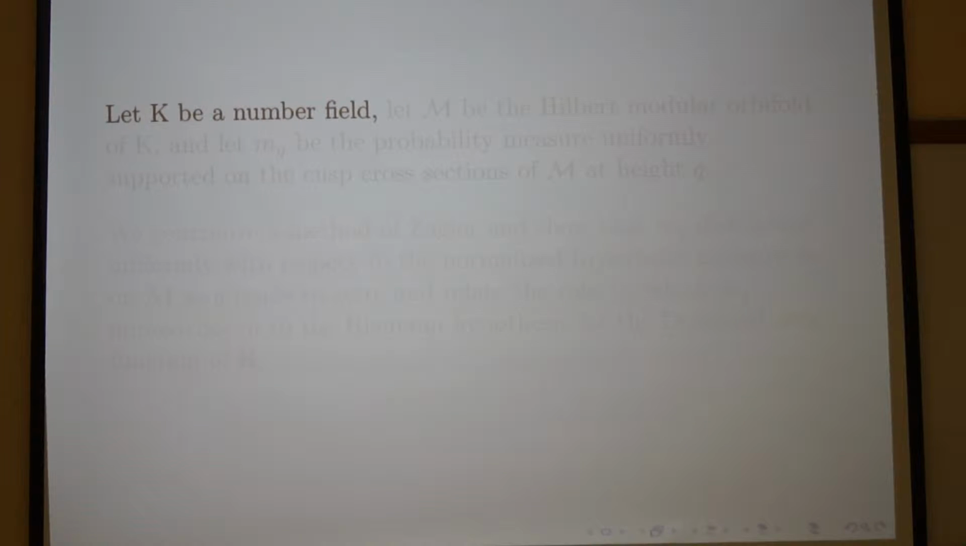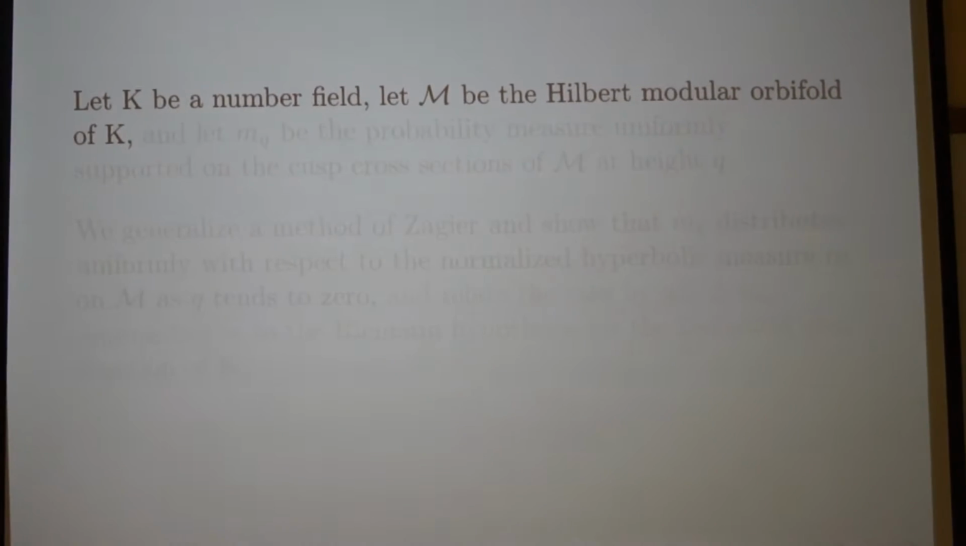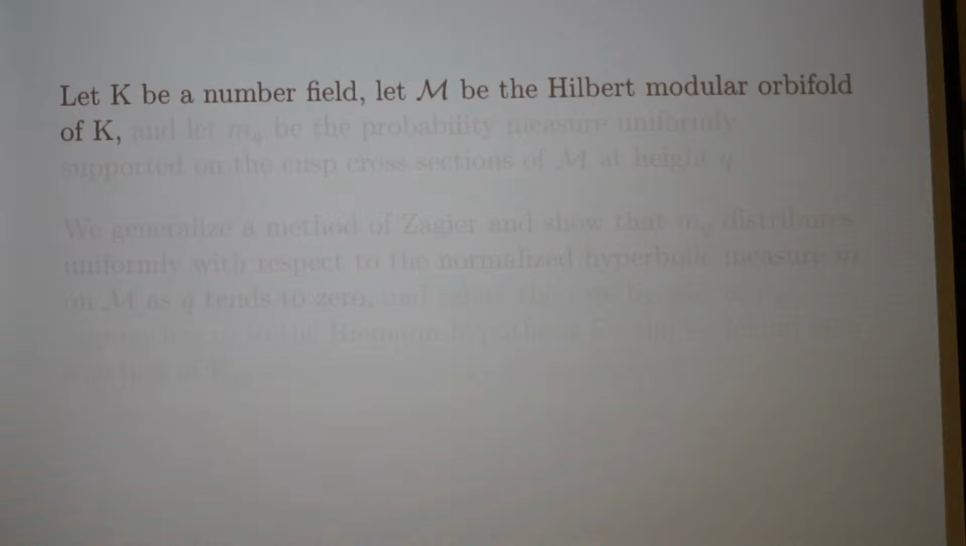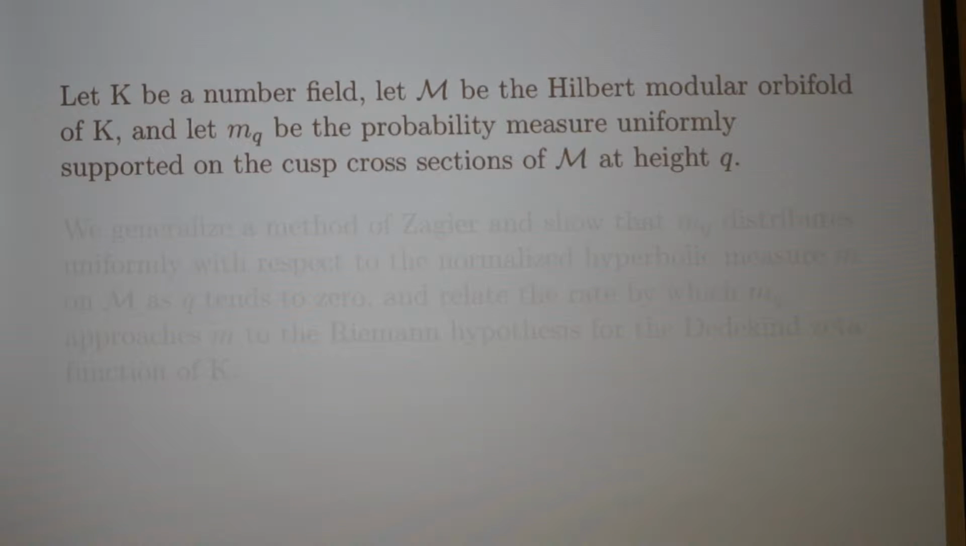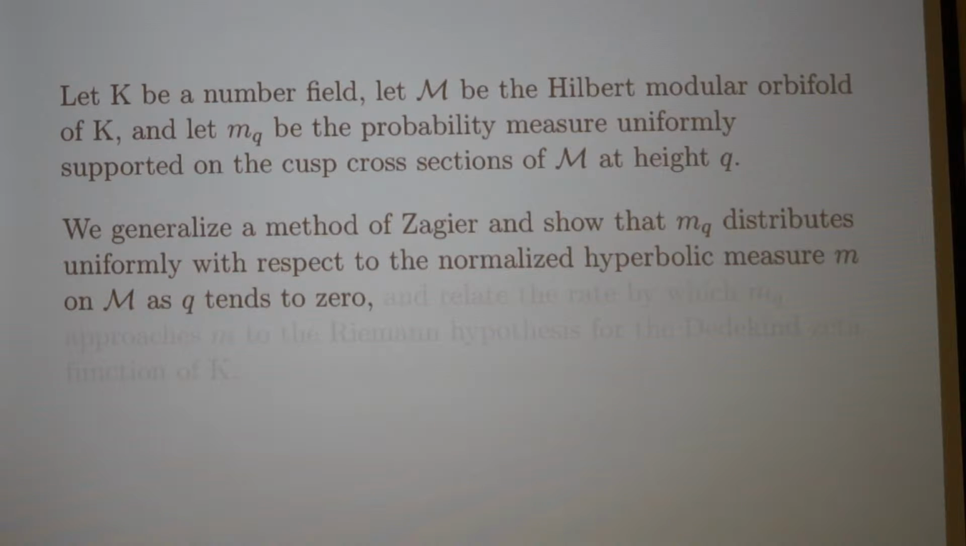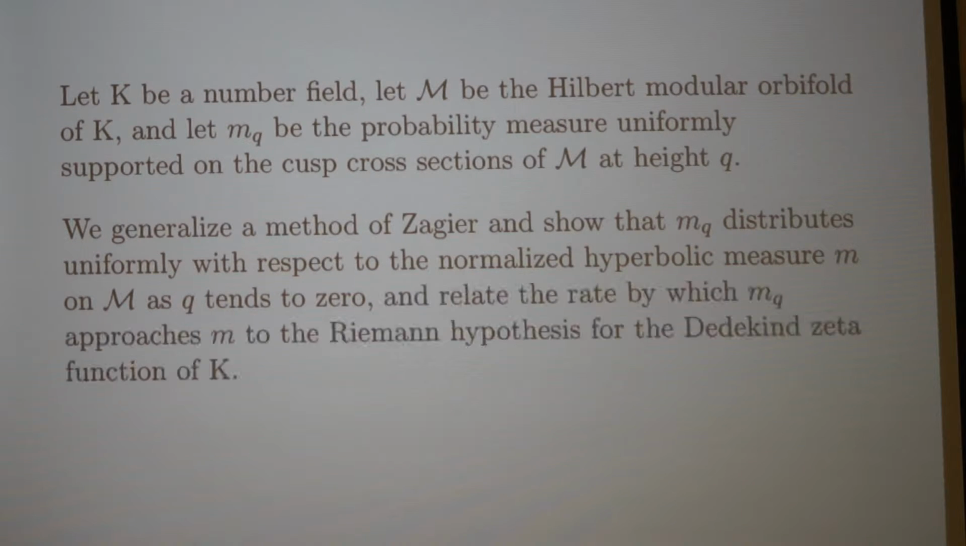Let K be an algebraic number field. Let M be the Hilbert modular orbifold of the algebraic number field K, and let MQ be the probability measure uniformly supported on the cusp cross sections of the Hilbert modular orbifold at height Q. We generalize a method of Sarnak and show that MQ distributes uniformly with respect to the normalized hyperbolic measure M on the Hilbert modular orbifold as Q tends to 0, and relate the rate by which MQ approaches M to the Riemann hypothesis for the Dedekind zeta function of the algebraic number field K.